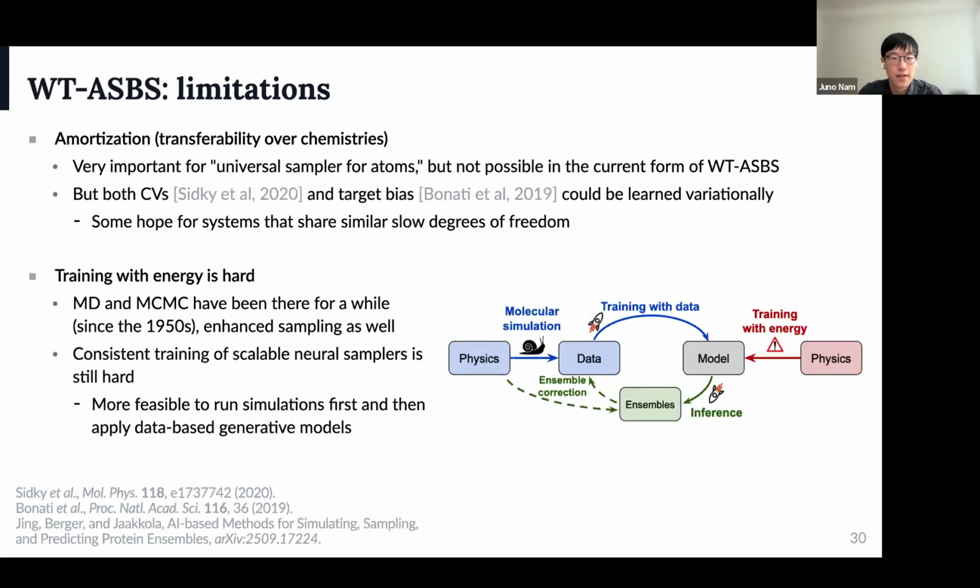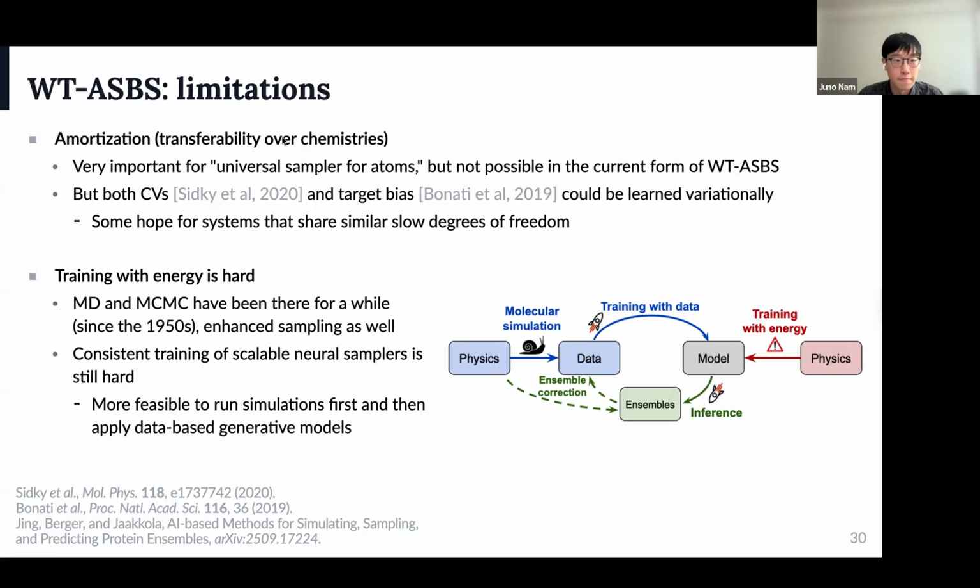Yeah, so when we go to limitations, the most prominent one, in my opinion, is that when we construct the bias for a specific system, that bias is specific to that system, and we can't use that bias to enhance sampling over different chemistry. So we lose amortization, which is crucial for the applicability of these diffusion samplers.